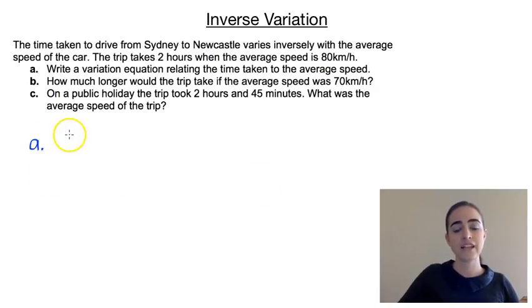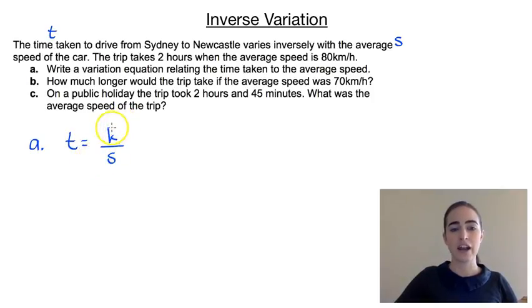Because it relates inversely, we know the time taken is equal to k, our constant of proportionality, over the average speed. I've just said that time taken is t and the average speed is s, but you can use whatever letters you like. We know it's going to satisfy this relationship, but we need to figure out the value of k. To do that, we're going to substitute in the information that we know.